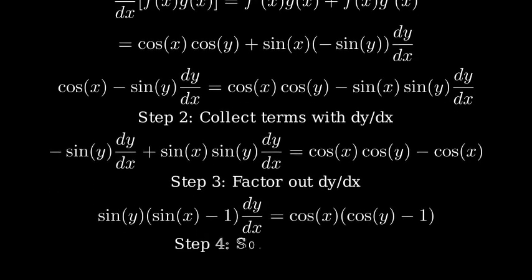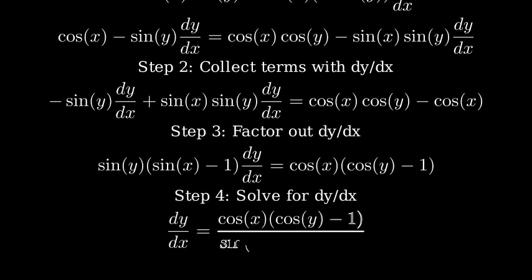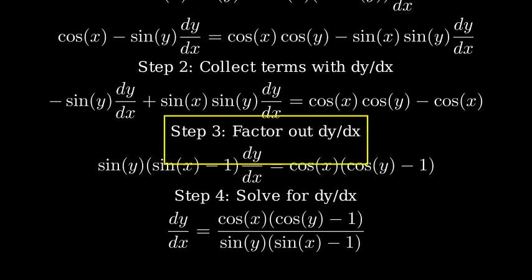Finally, we can solve for dy/dx by dividing both sides by sin(y) times (sin(x) minus 1). Therefore, dy/dx equals cos(x) times (cos(y) minus 1) divided by sin(y) times (sin(x) minus 1).